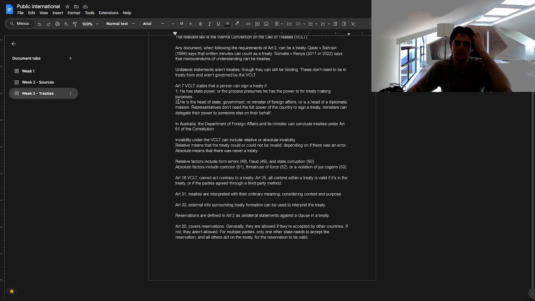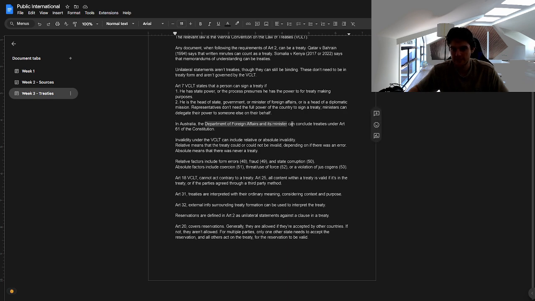Either you have state power, or you are the head of state, or Minister of Foreign Affairs, or if you're the head of a diplomatic mission with the power. Representatives don't need the full power of the country to sign a treaty. Ministers can delegate their power. So if our Minister of Home Affairs decided that he's going to give me a written letter empowering me to make treaties on behalf of the country, then provided I can prove that, I can give a letter that says, hey guys, this gives me the power to make a treaty, then I have the power to sign treaties under Article 7 of the VCLT.